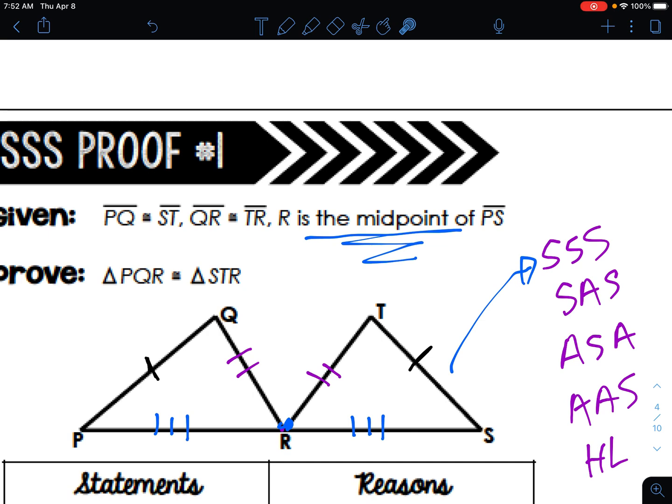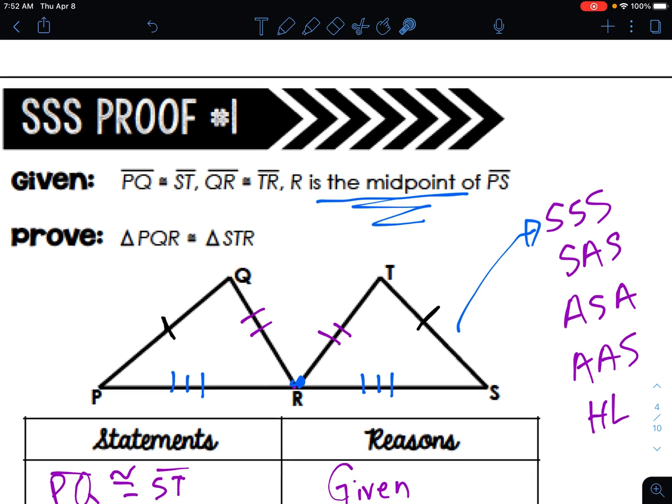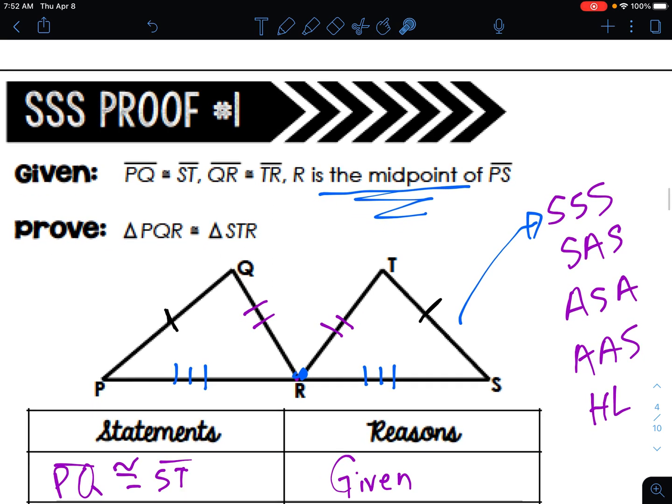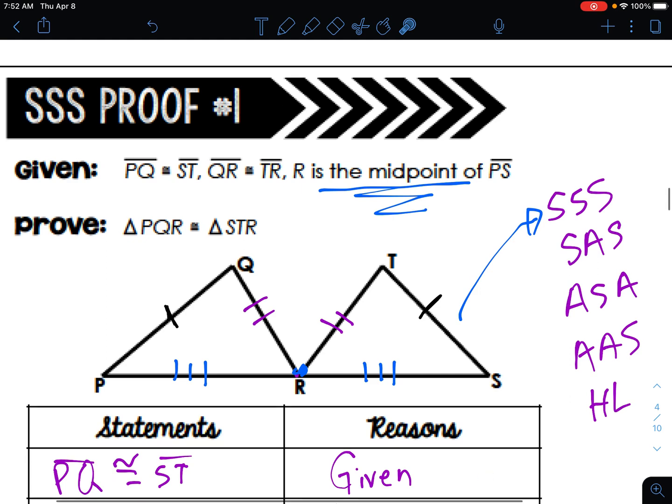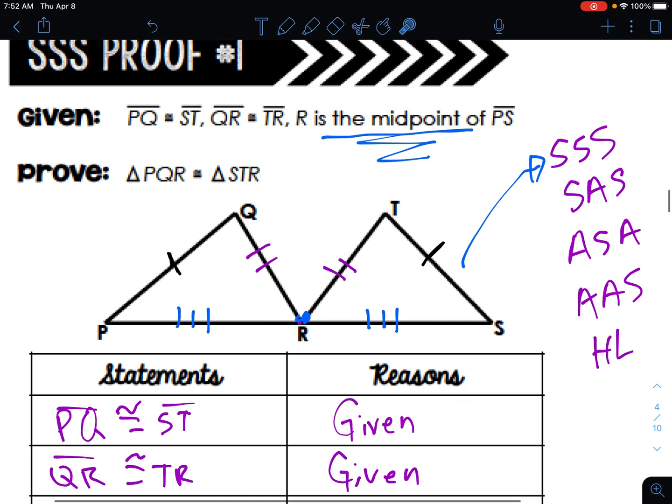All right, so let's go back to the beginning. Why did we mark up PQ and ST? Because that information was given to us. PQ and ST was given to us. All right, why did we mark up QR and TR? Because that information was given to us. Why did we mark up PR and SR?